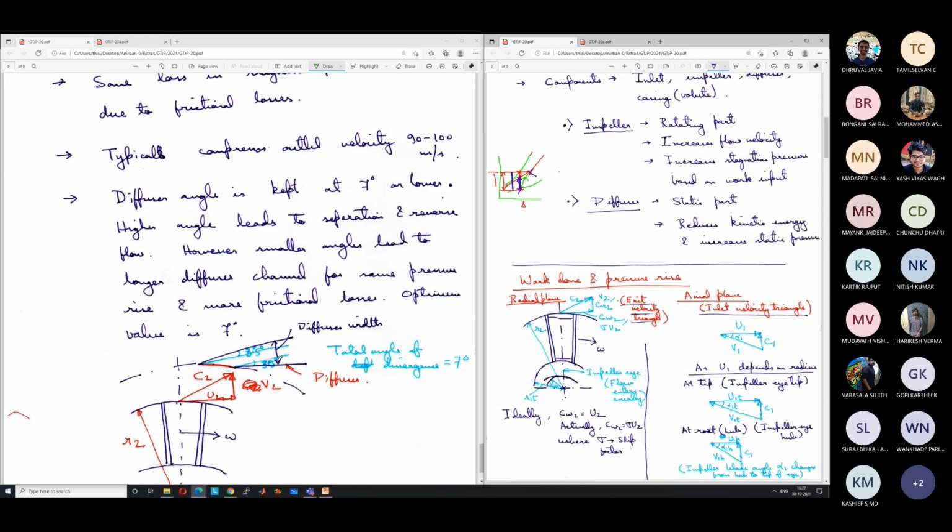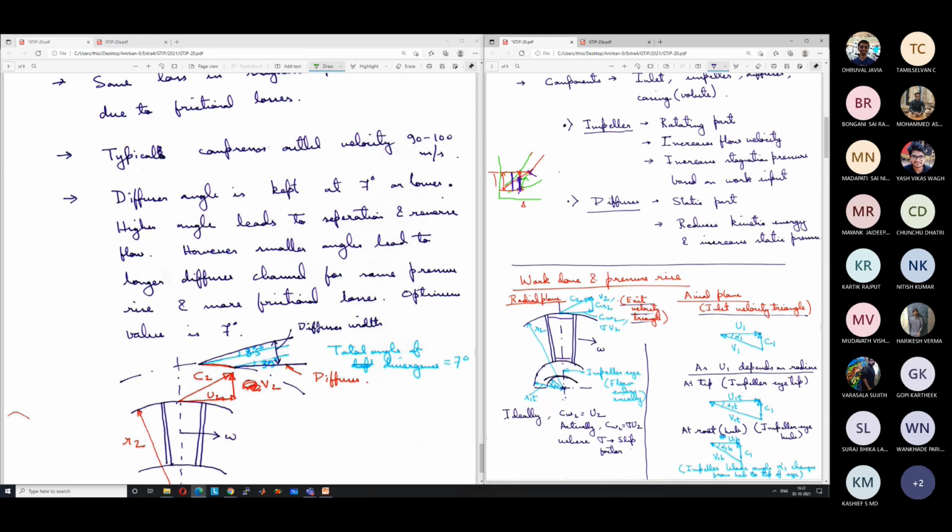So if it is 7 degrees, it means that the walls are deviating from the straight line by 3.5 degrees in each direction. So the cross-sectional area increases by 7 degrees. If you keep a lower angle, chances of separation will be low. If instead of 7 degrees I keep 4 degrees, chances of separation will be low.